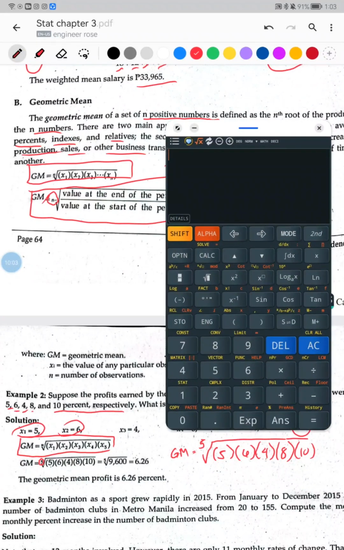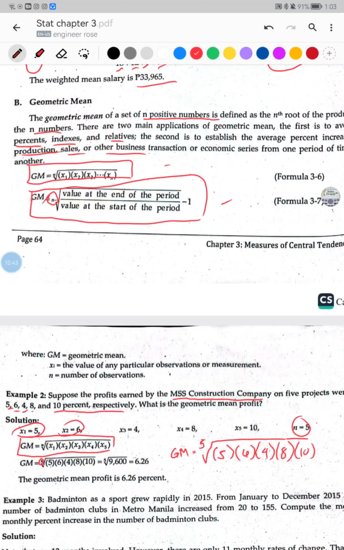So, let's check. We do the 5th root of 5 times 6 times 4 times 8 times 10. So, that is 6.25, or rounded off, 6.26%. So, make sure your calculator is a scientific calculator. So, that is the geometric mean. Make sure to memorize the formula.